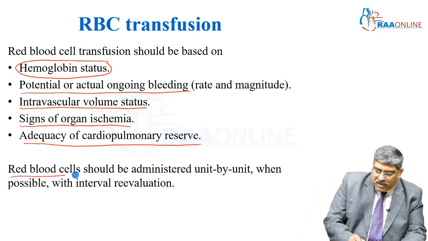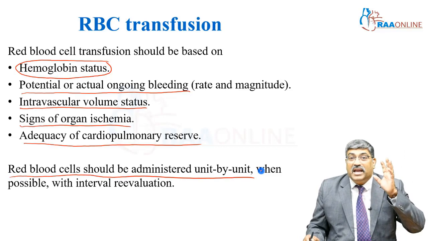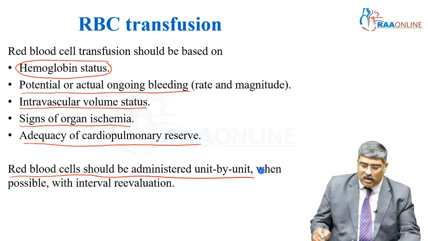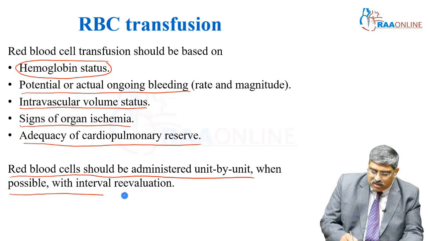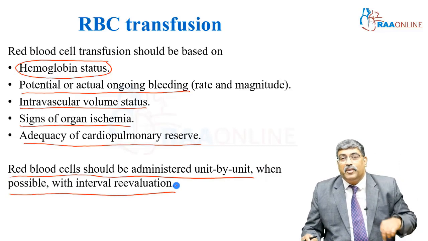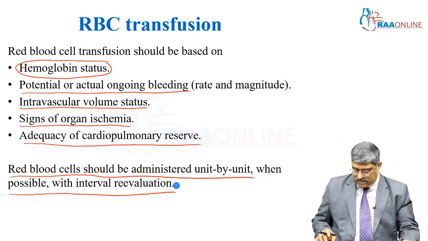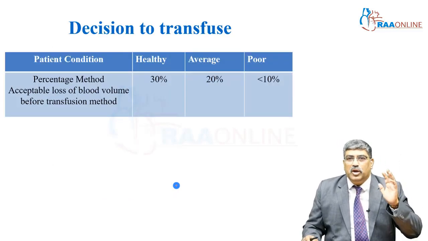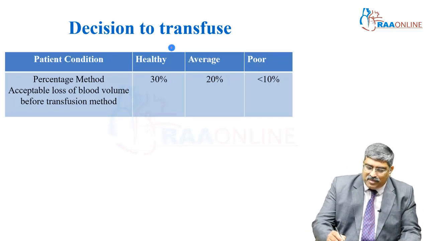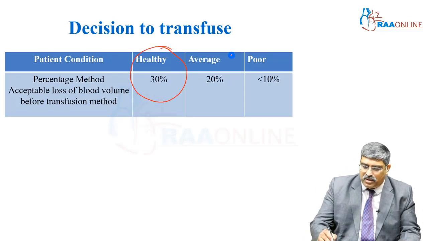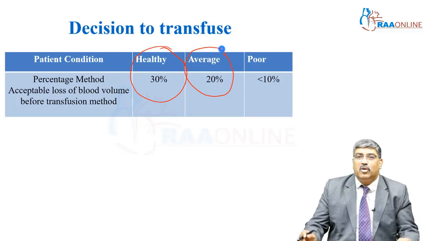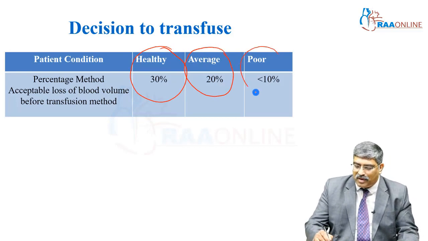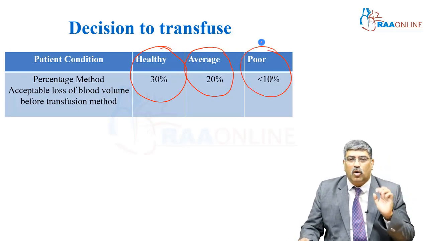RBC should be administered unit by unit, and if possible you always re-evaluate before going for the next transfusion. So, when you give RBC, a healthy patient has no comorbidity, an average patient might have 1 or 2 comorbidities, and a poor patient will have 3 to 4 comorbidities.